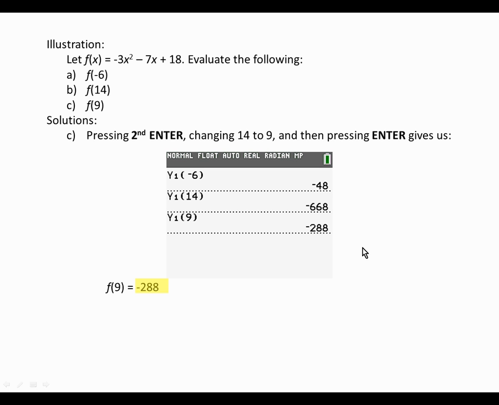Again, that's great if you're evaluating the same function at several different numerical values. If you have a letter involved, you have to do it by hand.